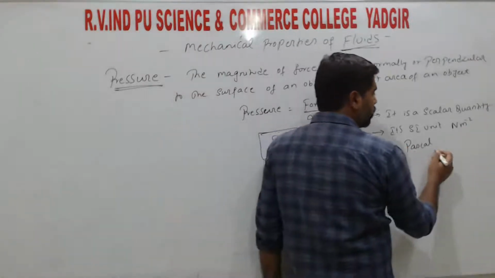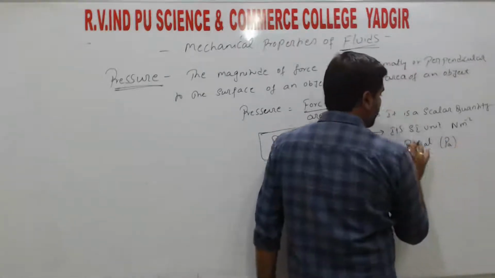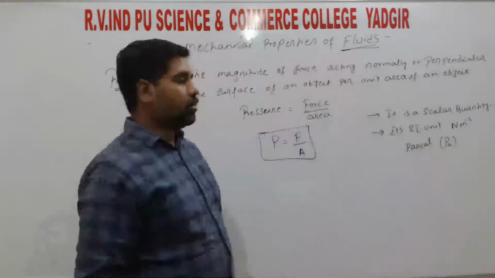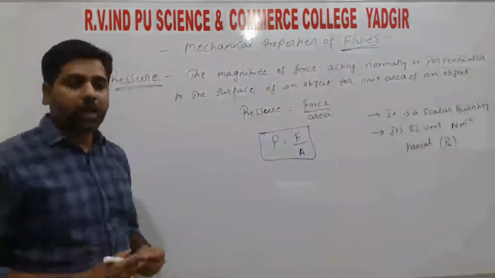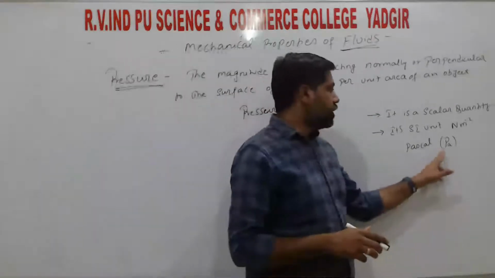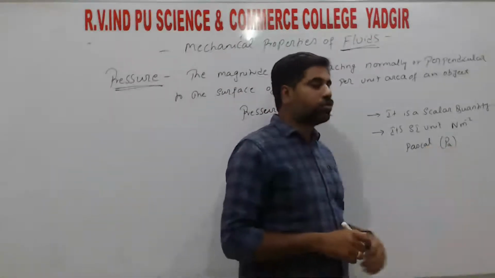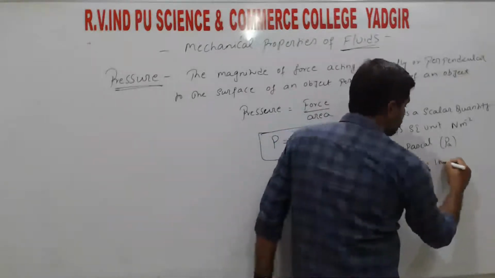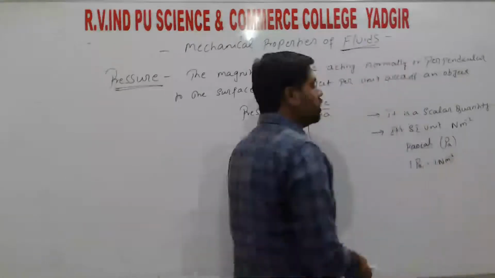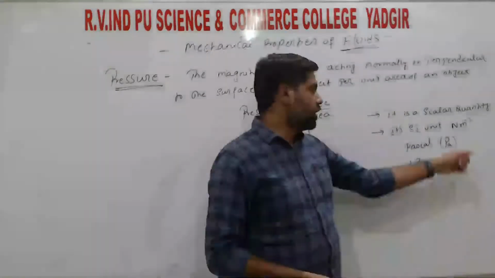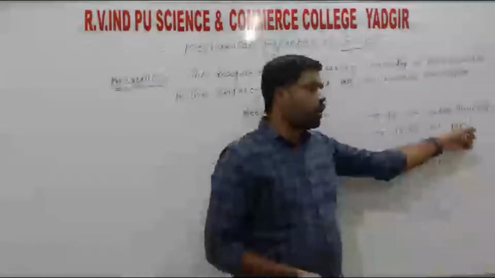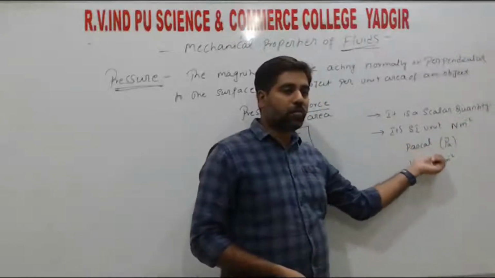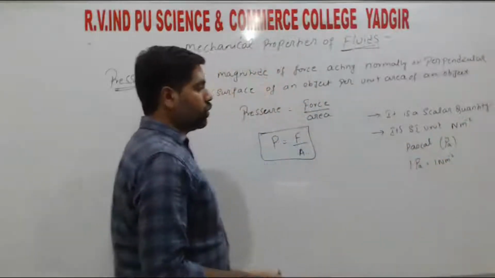So the unit we use is Pascal, that is Pa. When representing the word, P is a capital letter and a is small, that is Pa, right? So 1 Pa is equal to 1 Newton per meter square. Both are SI units. Either we can use Newton per meter square, but generally we use the word Pascal.